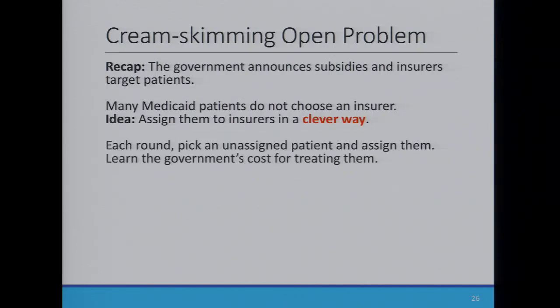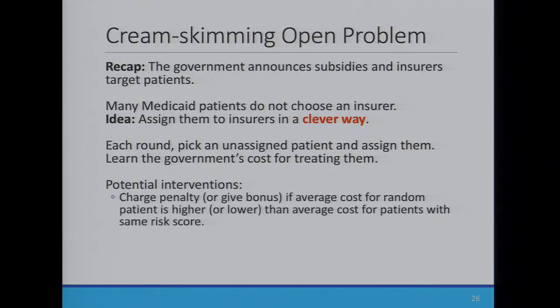So each round, the government picks an unassigned patient and assigns them, and then they learn the government's cost for treating them. So here are some potential interventions that they could use. First, they could charge a penalty or give a bonus if the average cost for a random patient assigned to insurer A is higher or lower than the cost for the patients with the same risk score.